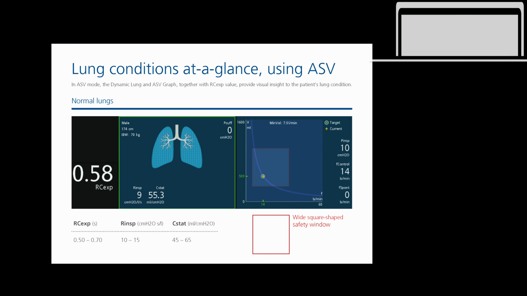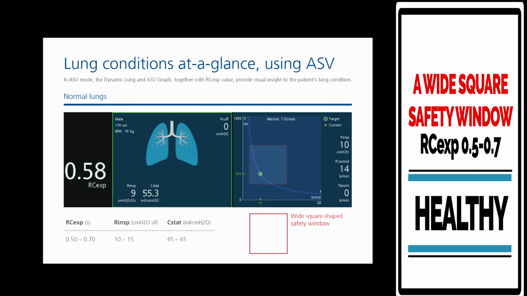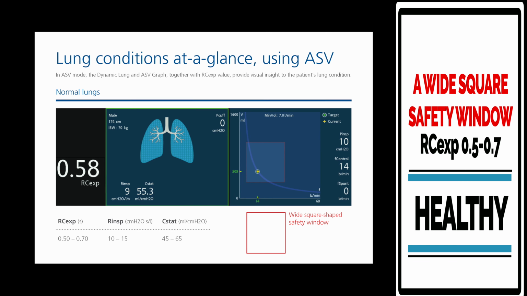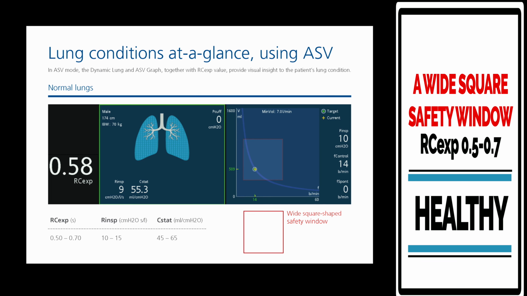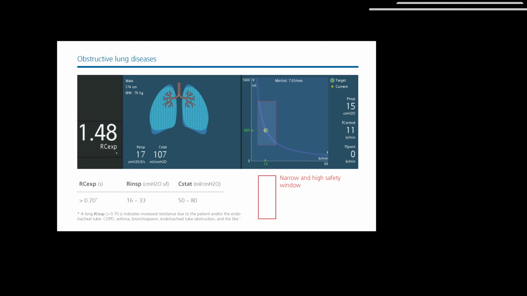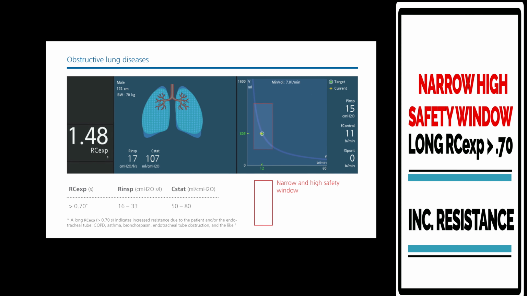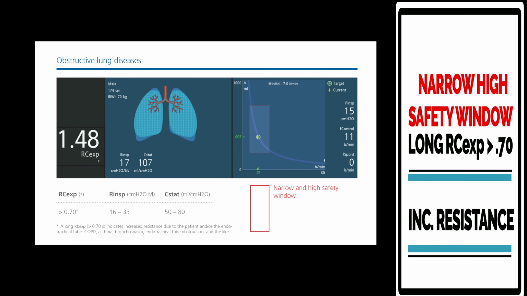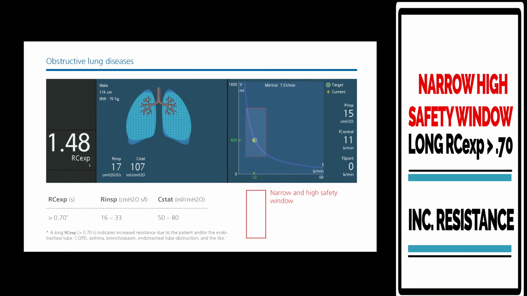The red safety window dynamically adjusts to the patient's breathing mechanics too. A wide square-shaped safety window with an expiratory time constant between 0.5 and 0.7 indicates healthy lung mechanics. A long expiratory time constant, greater than 0.70, produces a narrow and high safety window, which signifies increased resistance from COPD, asthma, bronchospasm, and endotracheal tube obstruction.